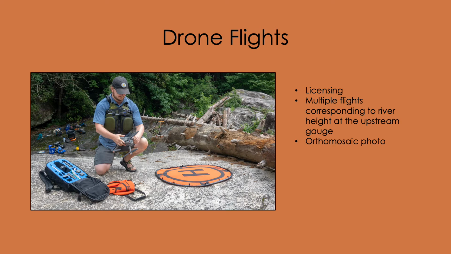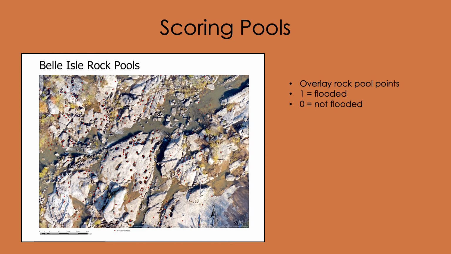The second component of our models are aerial images of our study site. Members of our lab who have obtained their FAA drone license capture aerial images of the pools, which are combined into one orthomosaic. This process has been repeated for many different river heights across the river's natural range. We then import an orthomosaic corresponding to a specific river height into a GIS and overlay a shapefile containing our mapped rock pool points. Each pool is scored as either 1 for flooded or 0 for not flooded. This process is repeated for each new aerial image we obtain.